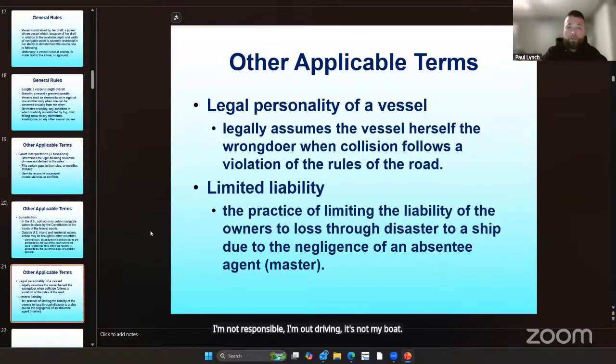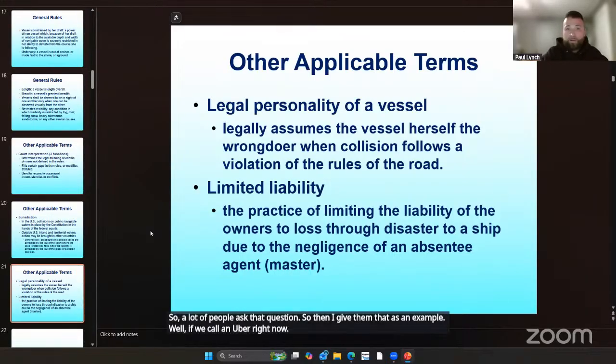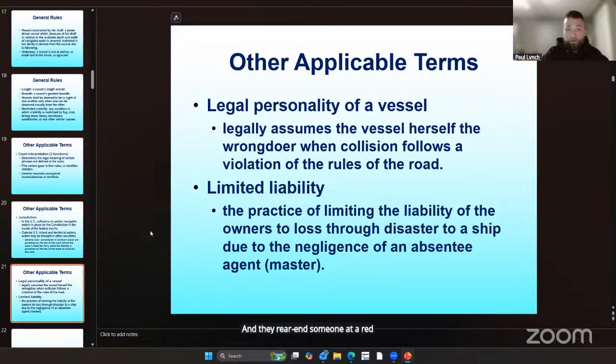So a lot of people ask that question, and I give them that as an example. If we call an Uber right now and they rear-end someone at a red light, does our insurance go up? No, their insurance goes up.